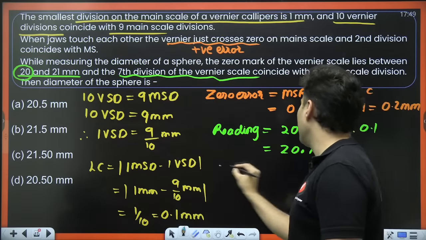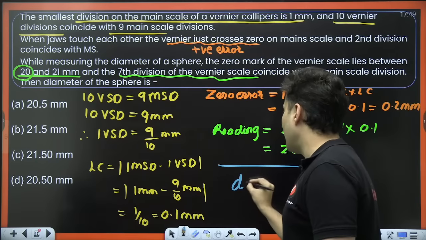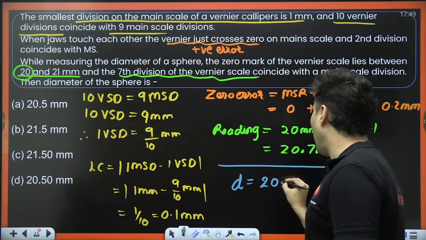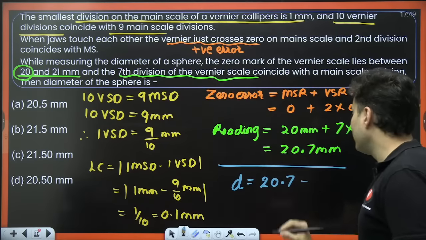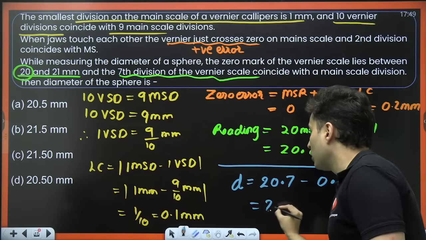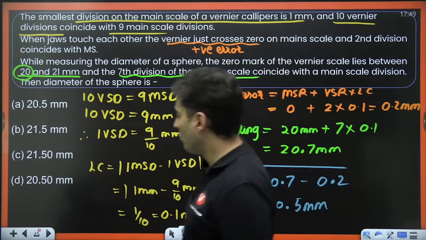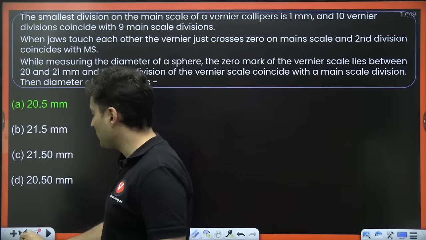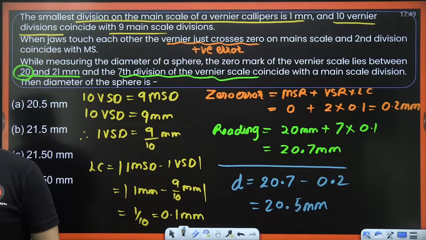The final answer will be, what is the length, or where is the diameter? The diameter will be 20.7, and because it's a positive error, you will subtract it. Positive errors are always subtracted. So minus 0.2. So it will be 20.5 millimeters, which is option number A. Everyone with me? Very nice.